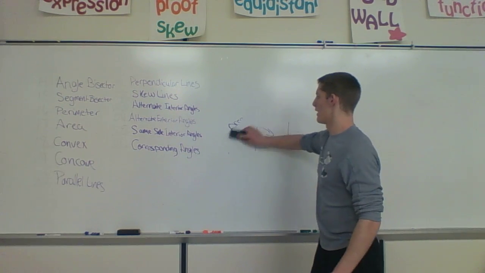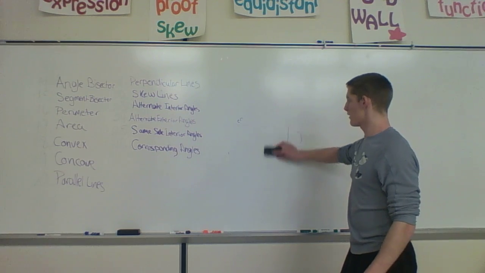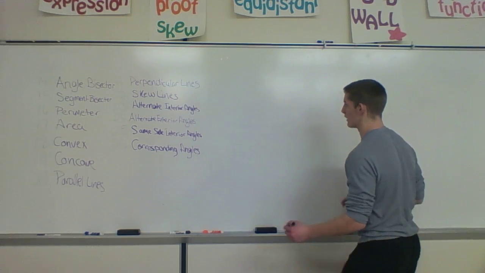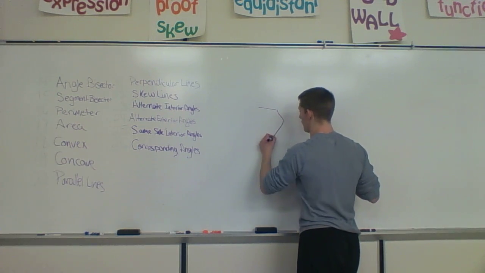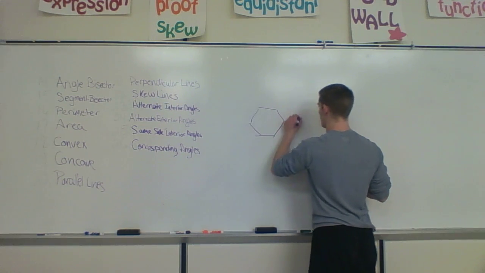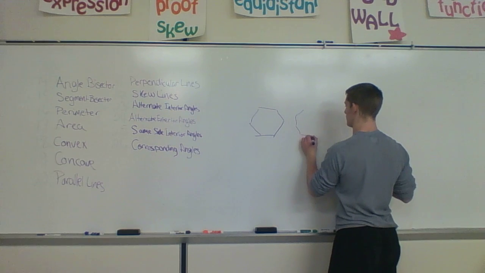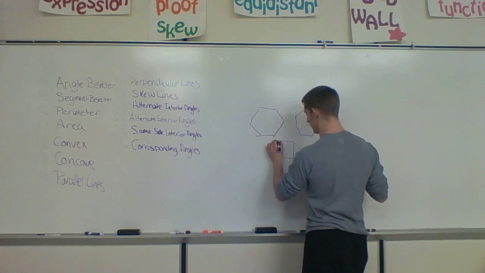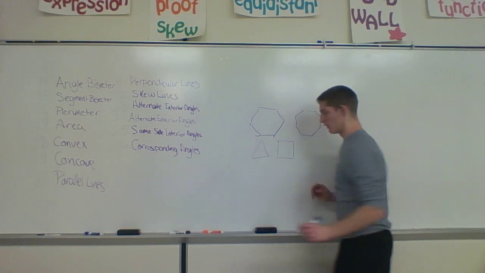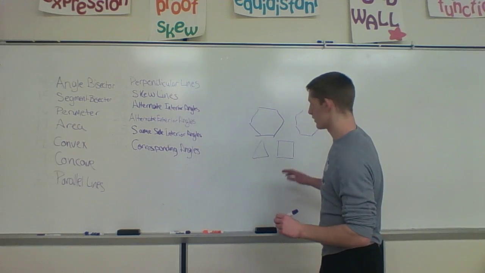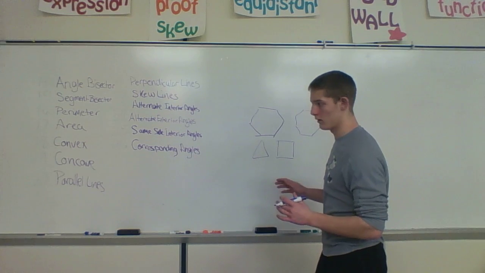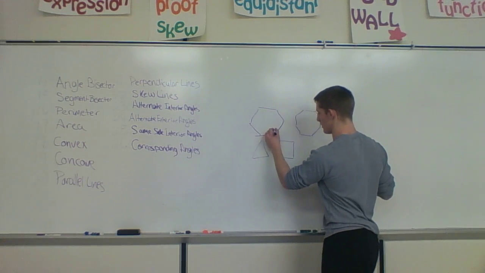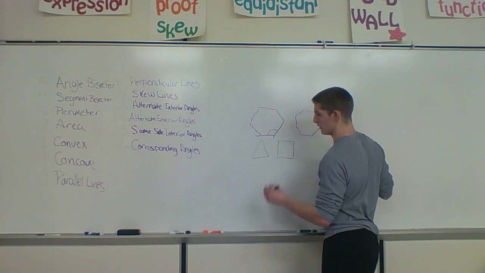And now we have the convex. A convex is any polygon, say hexagon, octagon, square, triangle. These are all polygons where the vertices are pointing to the outside, and all the angles, each interior angle, will have a degree of less than 180.